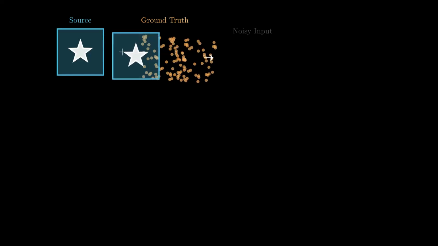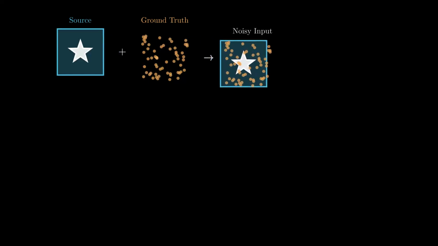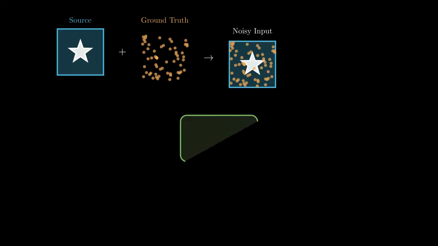To understand how these models learn, we need to peek inside their training classroom. It starts with supervised learning. We take a clean source image, something we already have, and we deliberately corrupt it with known noise. Let's call this our ground truth noise. By combining them, we create a noisy input. Because we created this mess, we hold the answer key. Now, we feed only the noisy input into the AI model. The model doesn't get to see the clean image or the answer key.